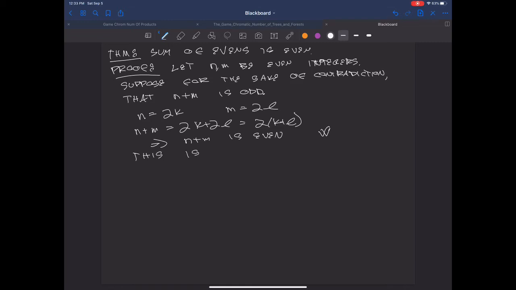So we say explicitly what the contradiction is. This is a contradiction because a number can't be both even and odd. And we have shown, starting with our assumption that the theorem is false, that n plus m is even and it is odd. All right, so that is a contradiction. Therefore, the original theorem must be true.